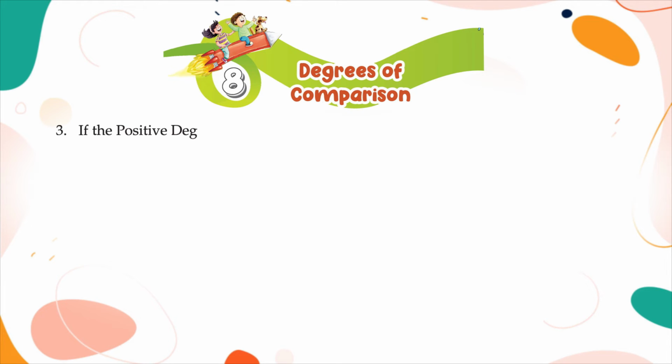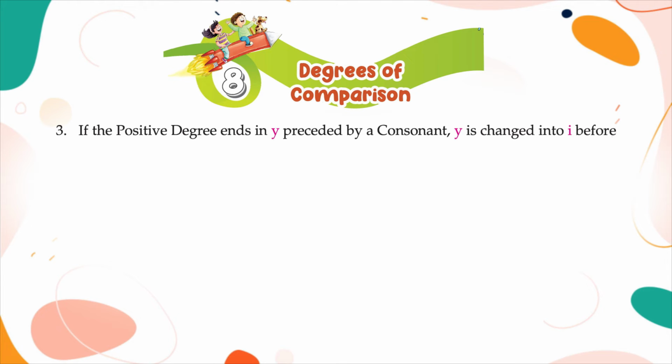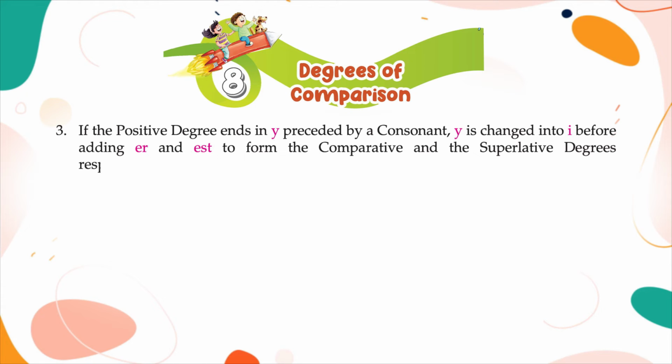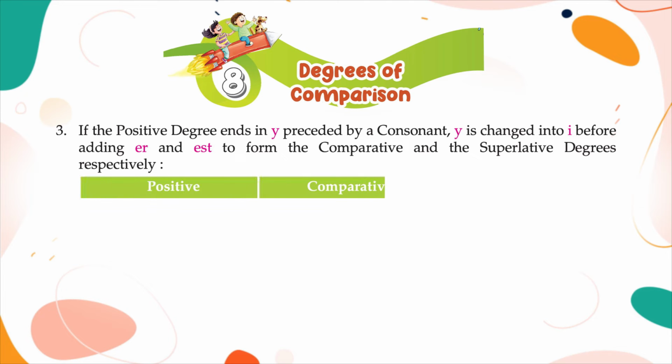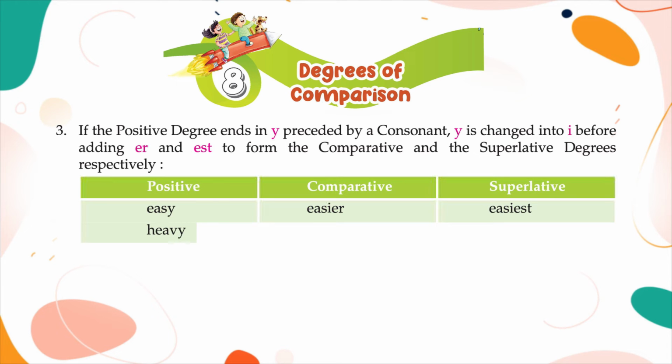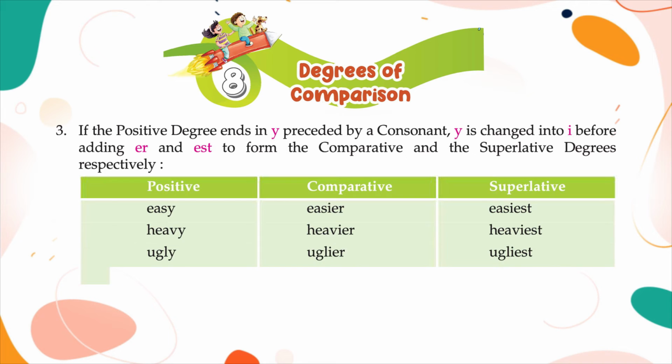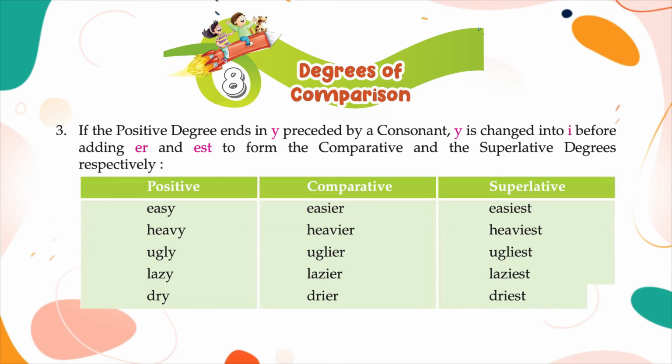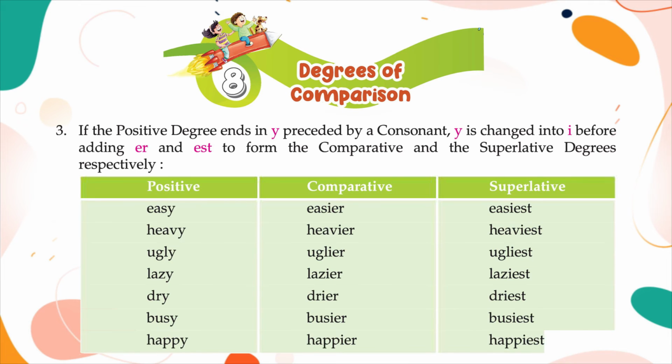If the positive degree ends in y preceded by a consonant, y is changed into i before adding er and est to form the comparative and the superlative degrees respectively. Positive, comparative, superlative. Easy, easier, easiest. Heavy, heavier, heaviest. Ugly, uglier, ugliest. Lazy, lazier, laziest. Dry, drier, driest. Busy, busier, busiest. Happy, happier, happiest.